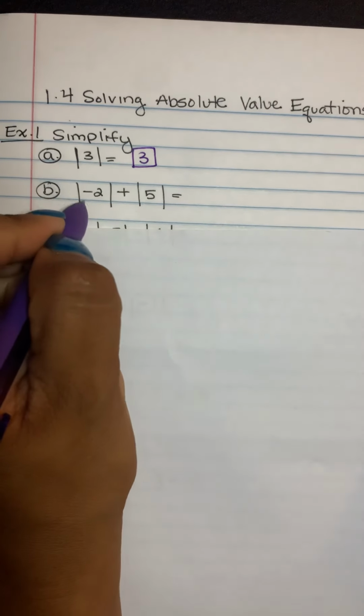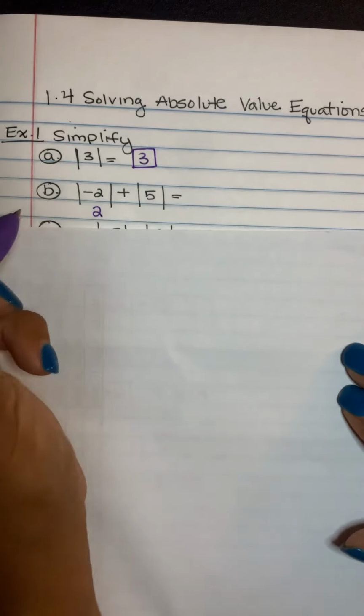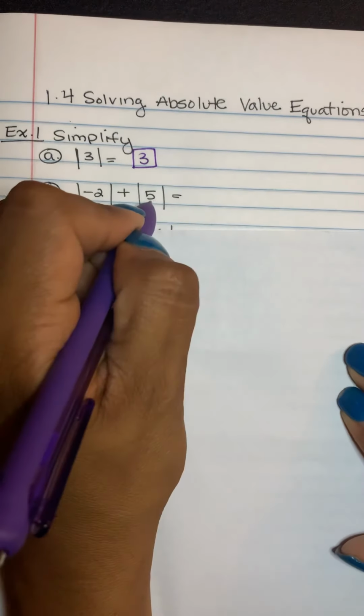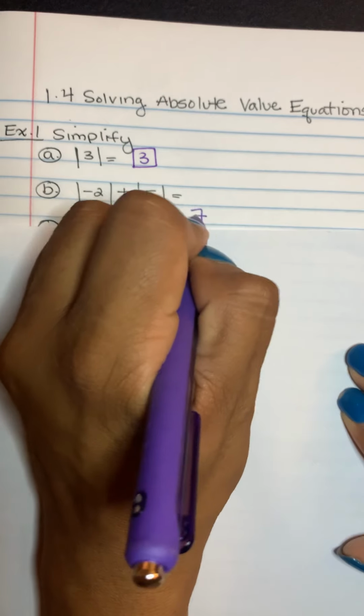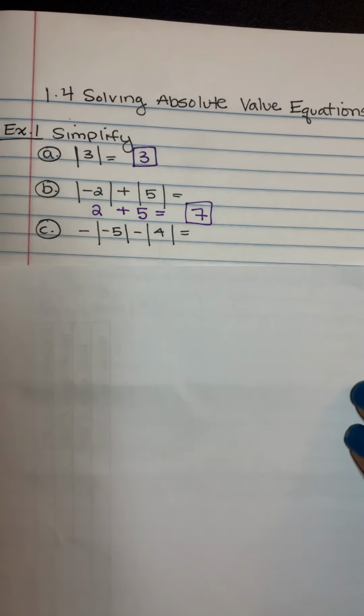Let's take a look at B. We want to take the absolute value of a -2, which is +2. The brackets fall off. There's a plus sign, so we're going to bring that out. And the absolute value of 5 is +5. So your final answer is 7. Again, students, I am showing my work, even if it's that simple, okay?